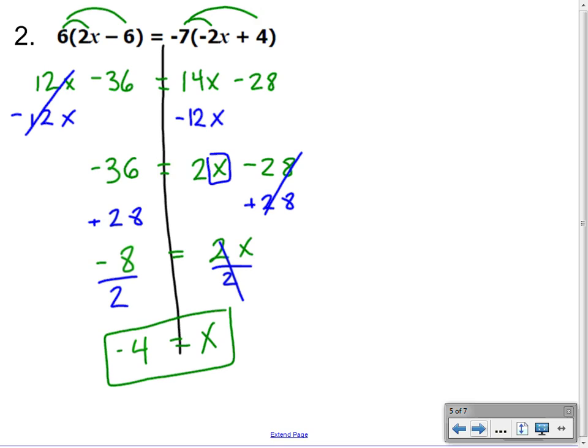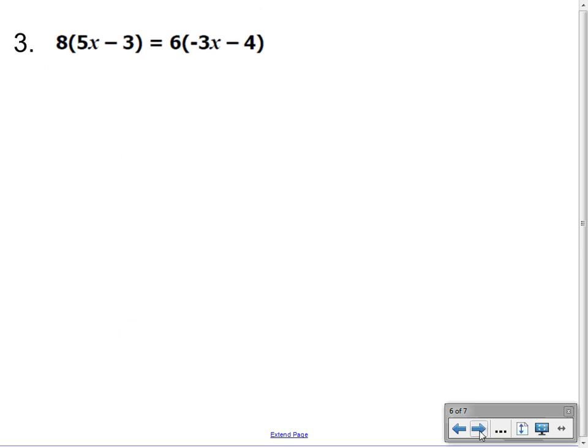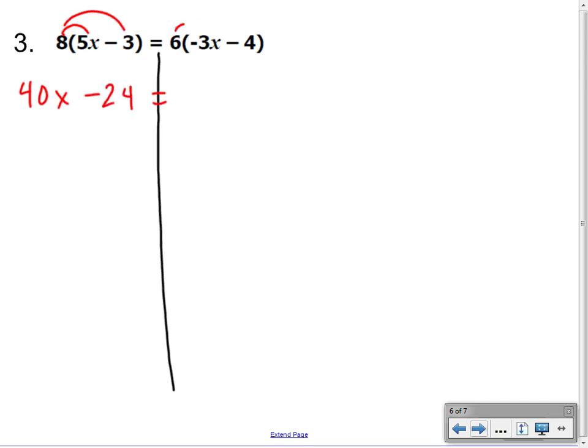All right, let's look at another example with variables on both sides. All right, so again, we have distributing to do on each side. So here we get a 40x minus 24, and that's equal to negative 18x minus 24. Okay, so no combining to do, but we can gather a variable to one side. So let's collect our variable this time to the left side.